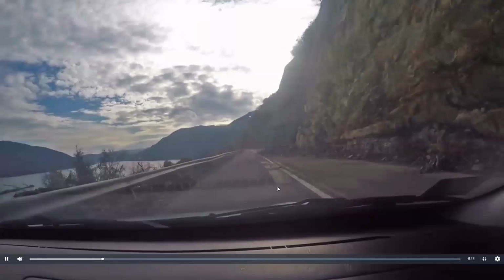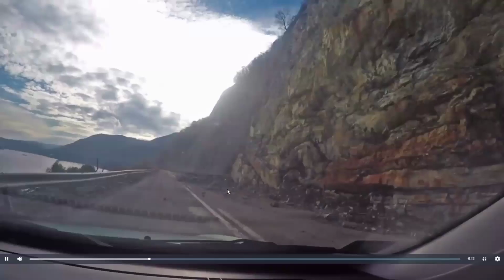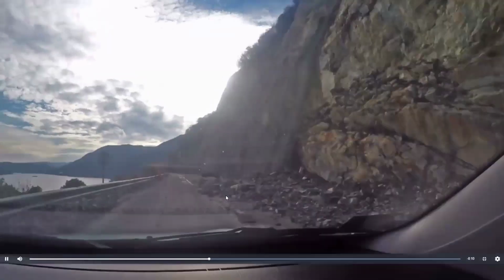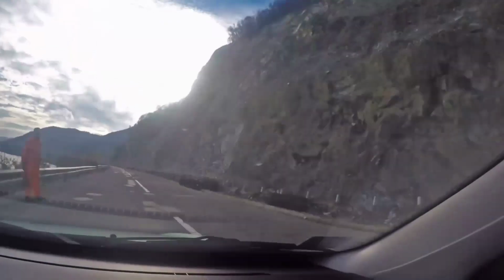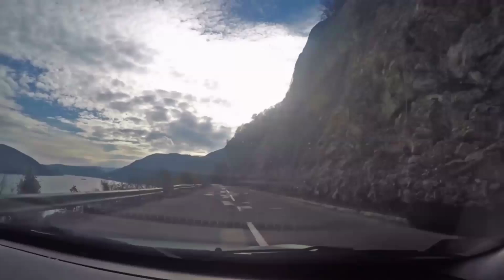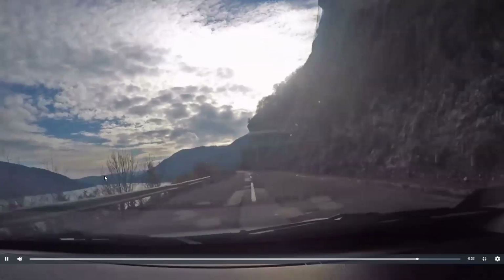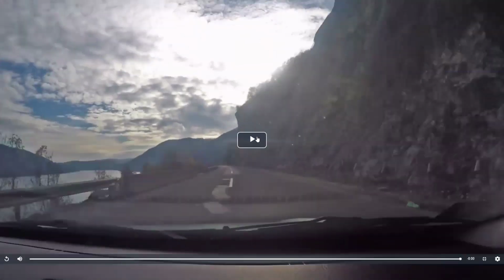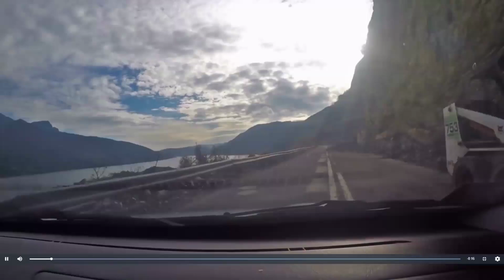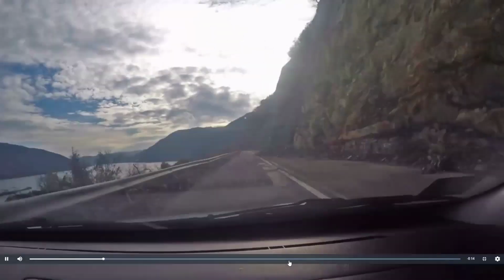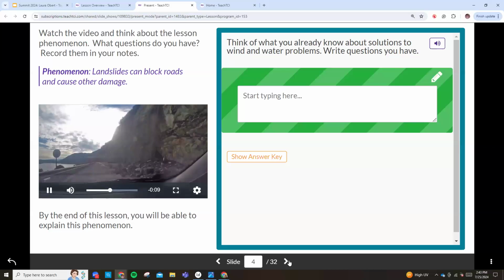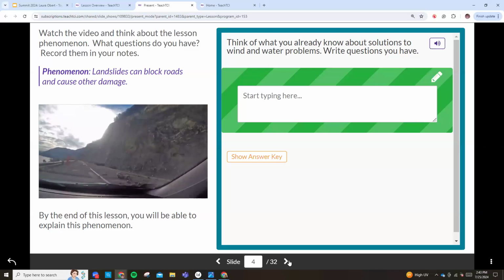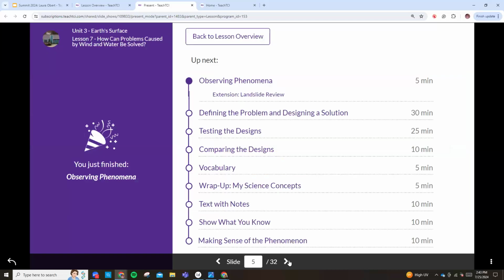We observed all of these fallen rocks from the side of this ledge here, and I can notice not only are they on the road, but the car has to move into the other lane to be able to then get around it. I can see damage to the guardrail over on the other side where the rocks fell. And so there's a lot of really great observations that our students can pull from this lesson phenomena video. So again, the lesson phenomena is landslides can block roads and cause other damage.